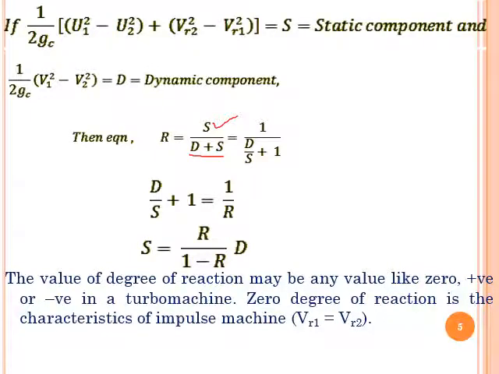The value of the degree of reaction may be zero, positive or negative in a turbo machine. Zero degree of reaction is the characteristic of an impulse machine. In case the degree of reaction in a turbo machine is 0, such turbo machines are known as impulse machines. In that case, the relative velocity at the rotor inlet is equal to the relative velocity at the outlet.